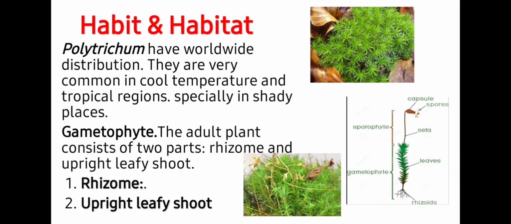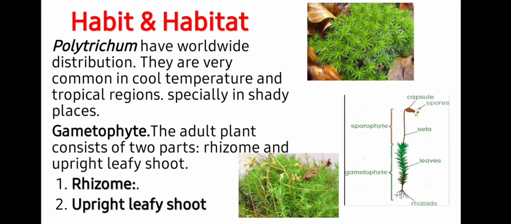Students, Polytrichum have worldwide distribution and they are very common in cool temperate and tropical regions, especially in shady places, as is the characteristic feature of bryophytes. You all know that bryophytes are recognized by their habitat, that is shady moist areas.